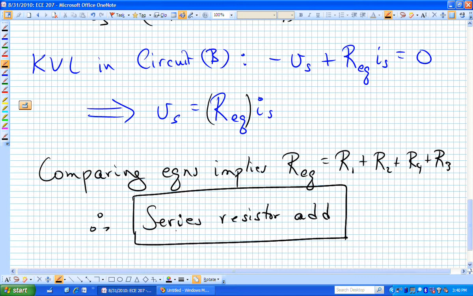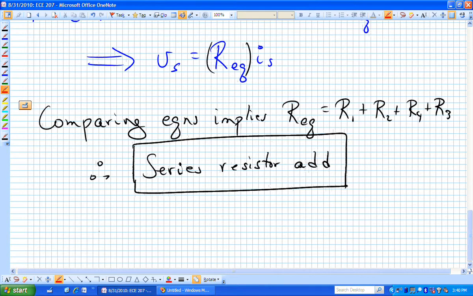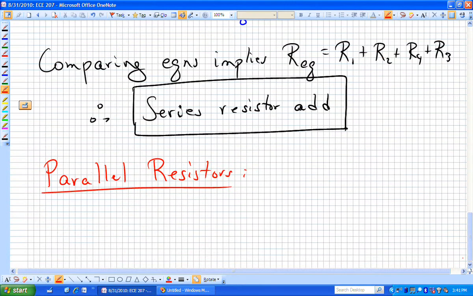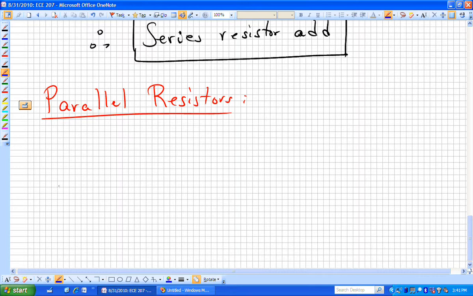If you have a collection of resistors in series, you can add those up and replace those with an equivalent resistor if that will help simplify your analysis. Let's look at what happens with parallel resistors. Using the same strategy, but now we have a slightly different circuit or set of circuits.